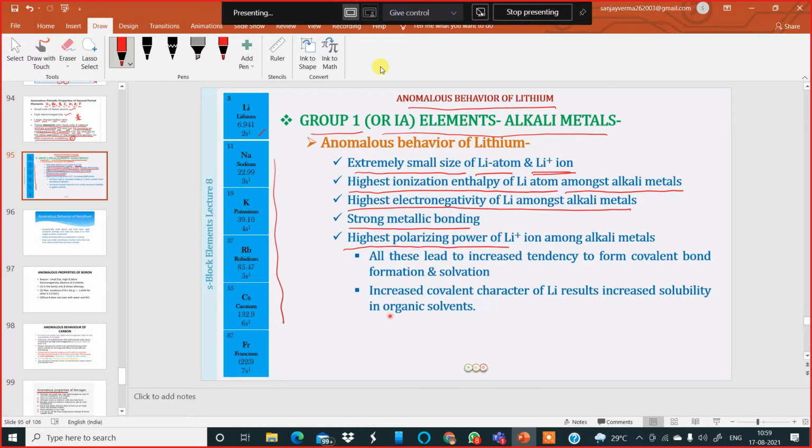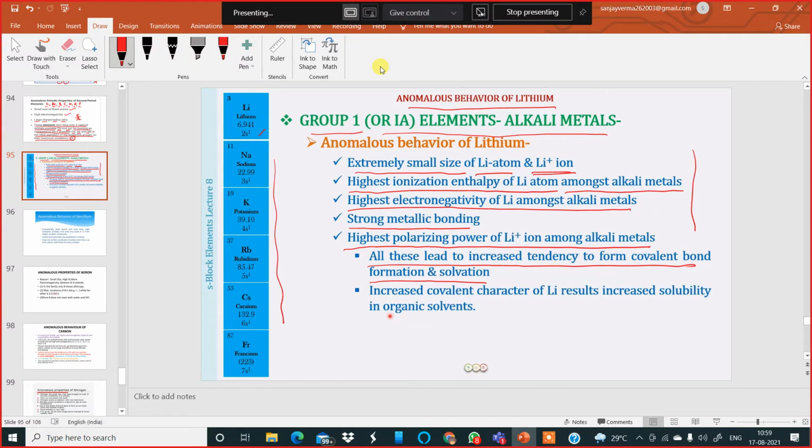Highest polarizing power of lithium ion among alkali metals. All these lead to increased tendency to form covalent bond formation and solvation, so it can be dissolved easily. Because of all these characteristics, it is a metal. It should exhibit ionic characters, ionic properties when it combines with other elements.